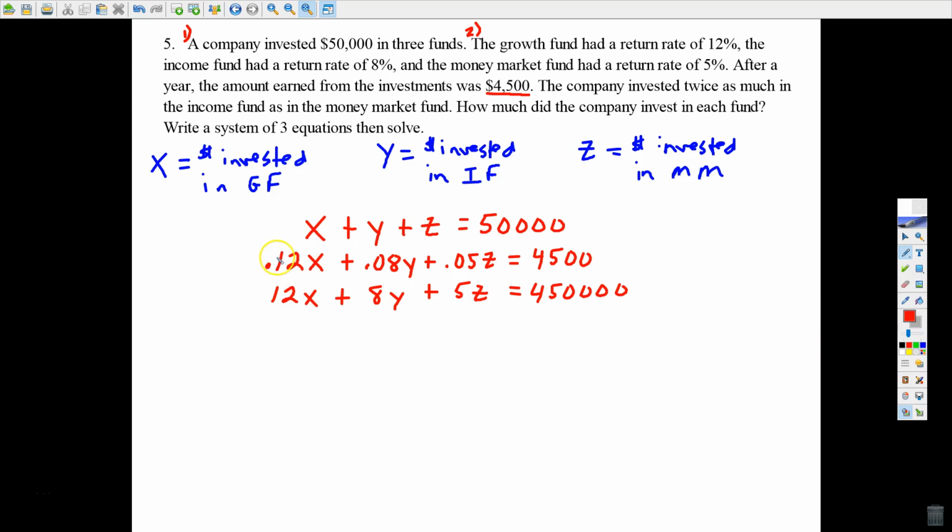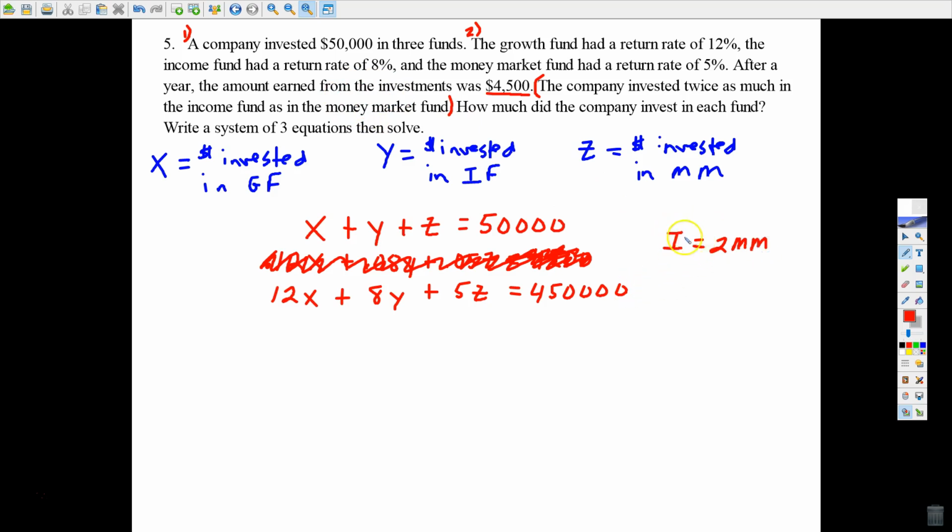So since we're not going to deal with this decimal form equation any longer, I'm just going to mark that out. And then we have one more equation, and it comes from this sentence here. I'll just put parentheses around it. The company invested twice as much in the income fund as in the money market fund. So the income fund, in other words, just think of it this way, the income fund should equal 2 times the money market fund. Okay?